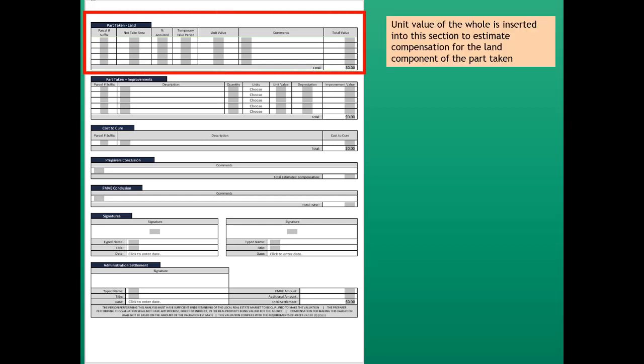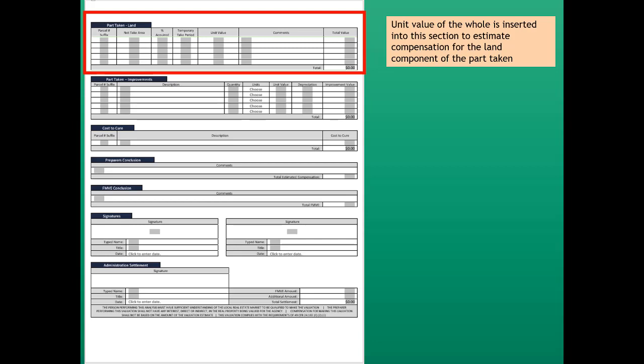And here's page 2 of the report. And that first box is where the unit of value of the whole is inserted to estimate compensation for the land component of the part taken. And that's what we're going to really be talking about in the last part of this module.